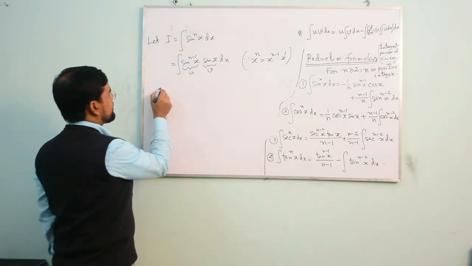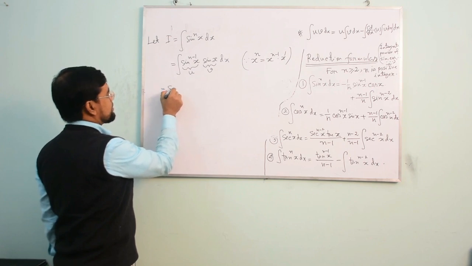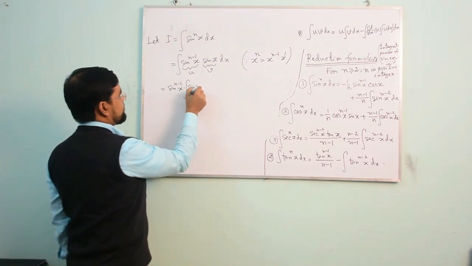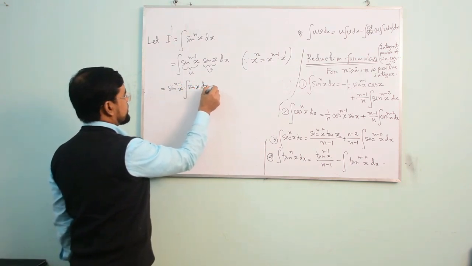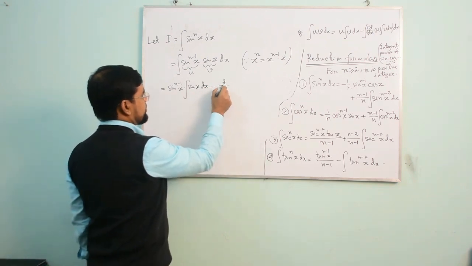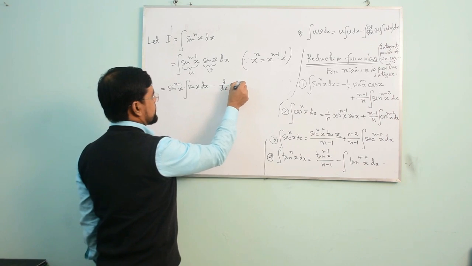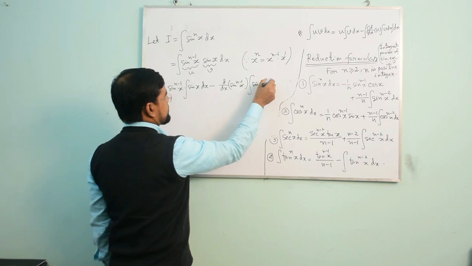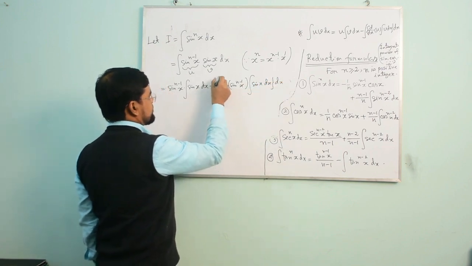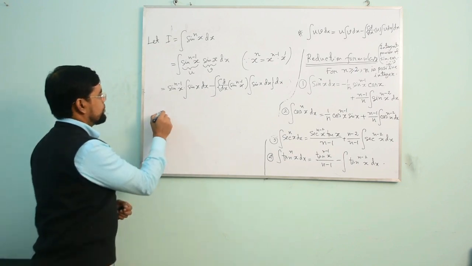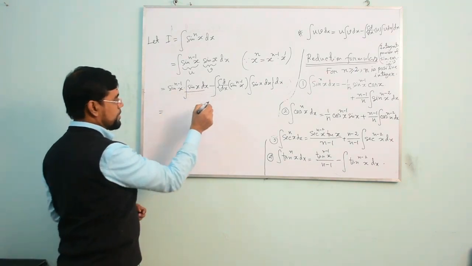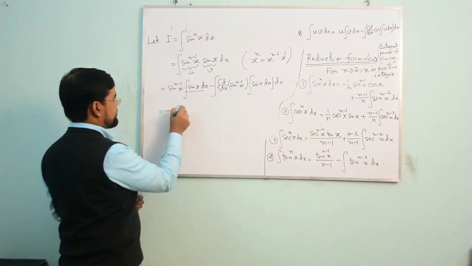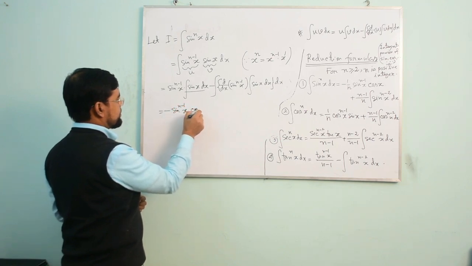So by using this formula we can write sin to the power n minus 1 of x times the integration of sin x dx, minus the integration of the derivative of sin to the power n minus 1 of x times the integration of sin x. The integration of sin x equals minus cos x. So we can write minus sin to the power n minus 1 of x cos x.